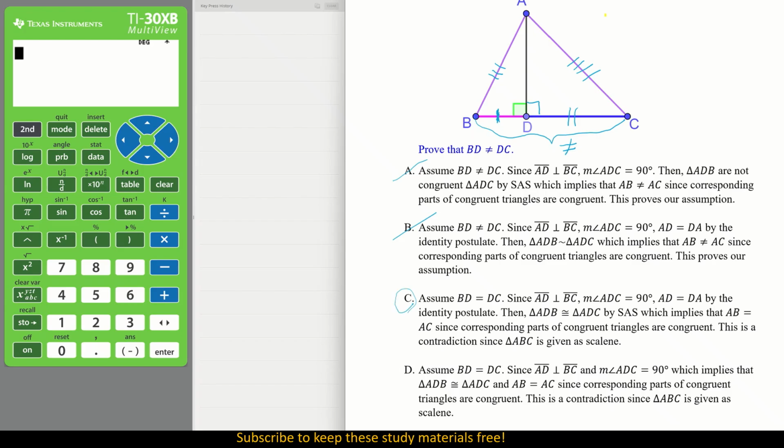I'm going to agree with C, but let's see what D says. It starts out the same, but it's automatically going to, which implies that the two triangles are congruent, and then AB is equal to AC. They skipped a very important part, this little statement right here, this little phrase. We have to include that phrase. So that means that D is incorrect.